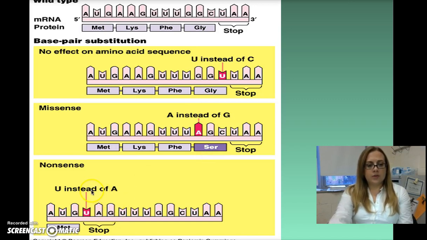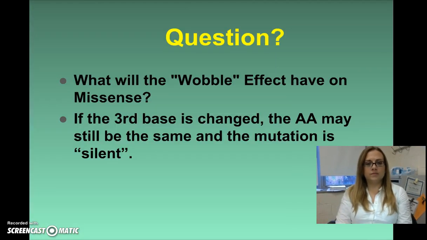Now in this example, it's a nonsense mutation, and so you have a U down here instead of, you can see up here it was an A, and so UAG is a stop codon, and so you've now stopped building this polypeptide pretty early on. So that is a nonsense mutation. Obviously a nonsense mutation towards the beginning of a polypeptide is going to be pretty severe.